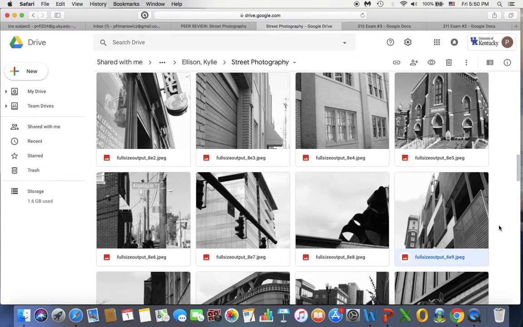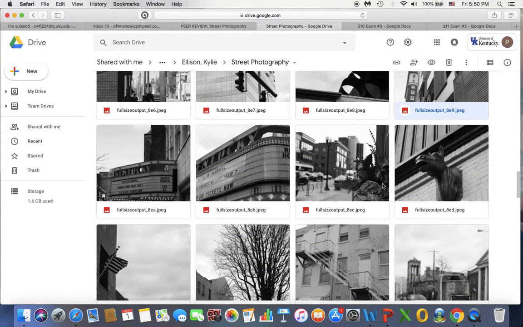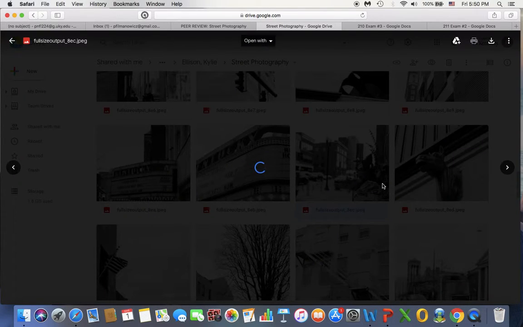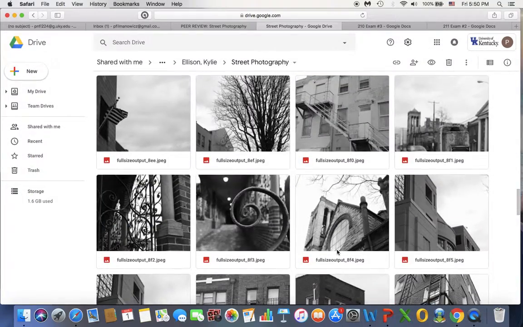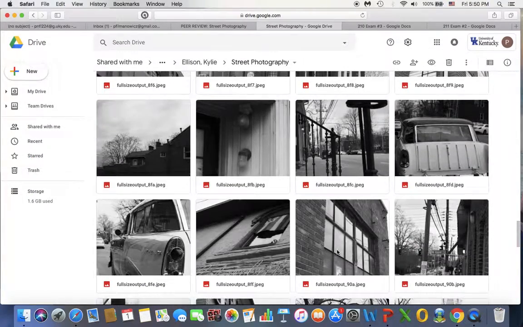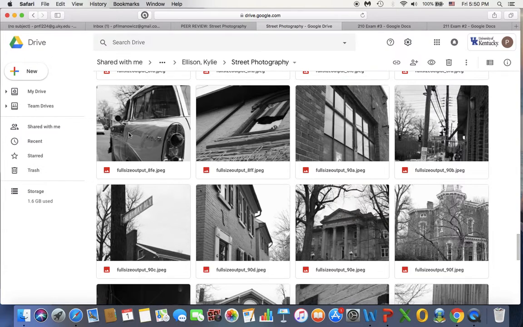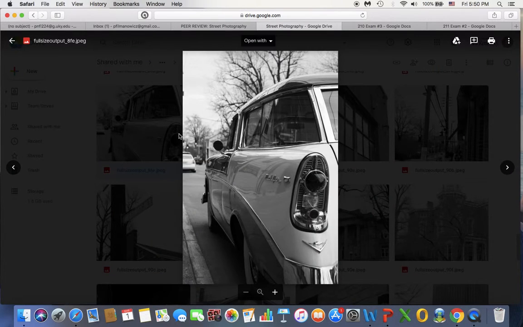And then subject isolation is also used in these pictures. This one with the flower basket that's on the windowsill, and the flowers are clear and focused, but the background of the street is blurred. And then that is also used with the old car here, in which the background of the lights are blurred.